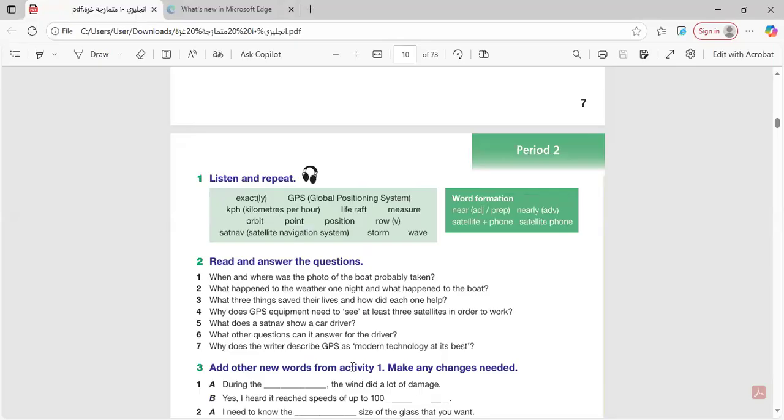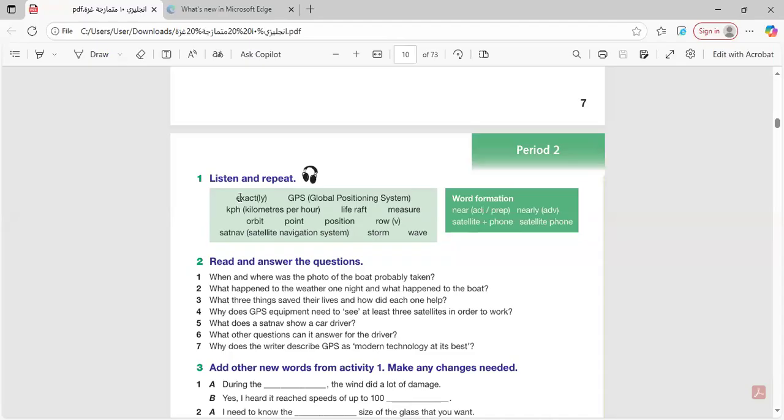Exact, exactly. GPS, Global Positioning System. kph means kilometers per hour. Life raft, measure, orbit, point, position, row, sat nav, which means satellite navigation system, storm, wave. Okay, so I will explain each word, the meaning of each word.